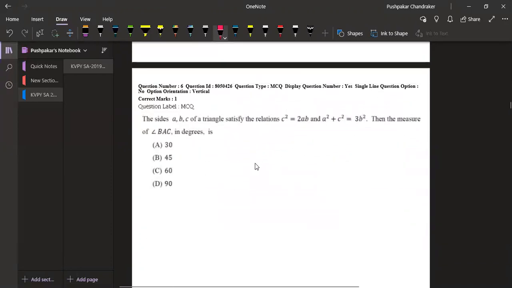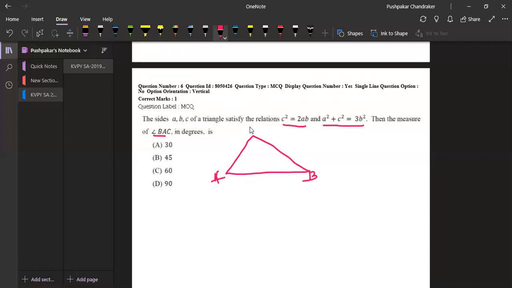Next, question number 6. So a, b, c, the sides of a triangle, satisfy a certain relation. They are given c square is 2ab and a square plus c square is 3b square, and they're asking for angle BAC. See, whenever they ask for an angle of a triangle and a side relation is given, immediately you should think it is based on the cosine law. So create a triangle here. So here A, B, and C you can take. They want angle BAC, this angle. So this side is definitely a, this is c, and this is b.